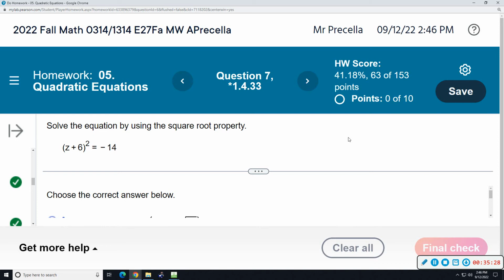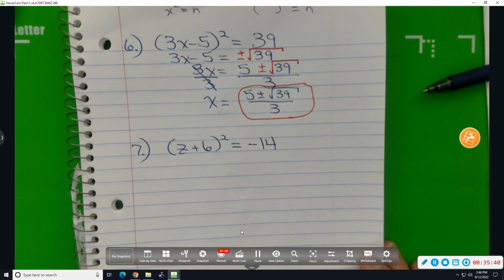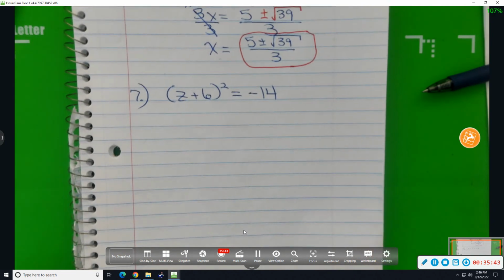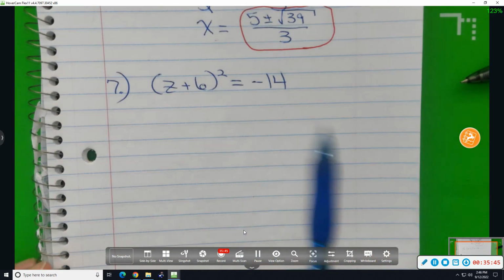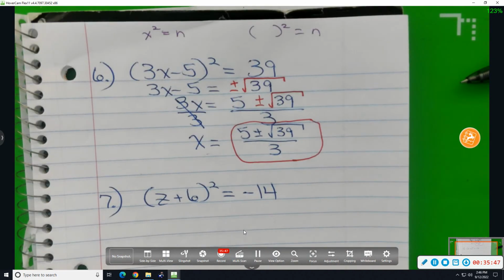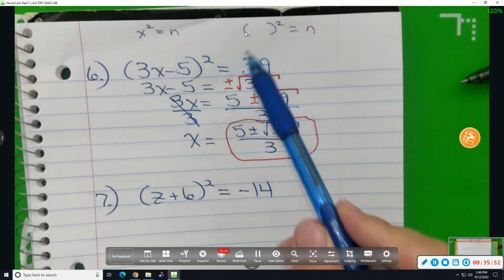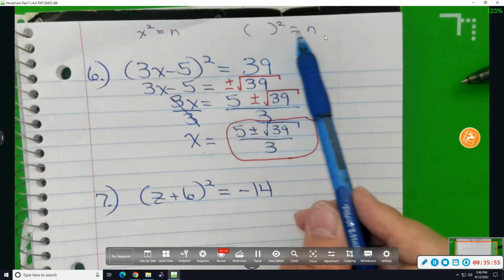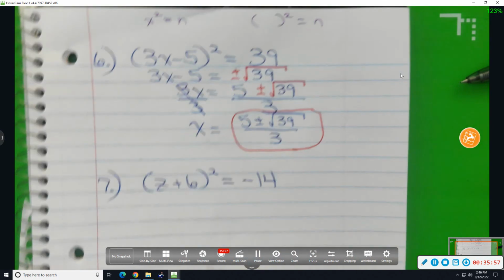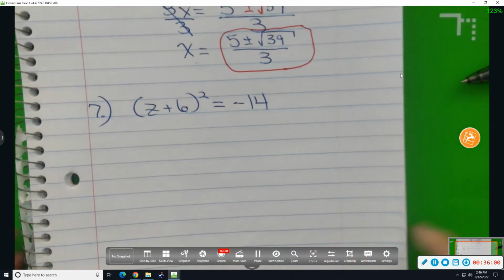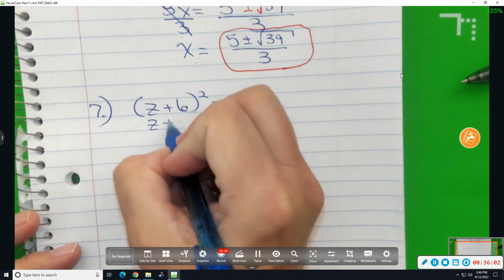We have the binomial z plus 6 being squared, and that equals negative 14. I claim this is still in the form we need to use the square root method, even though it looks messy. Here we have the parentheses squared equaling a number, so we're going to drop the square. That's going to be just a z plus 6.